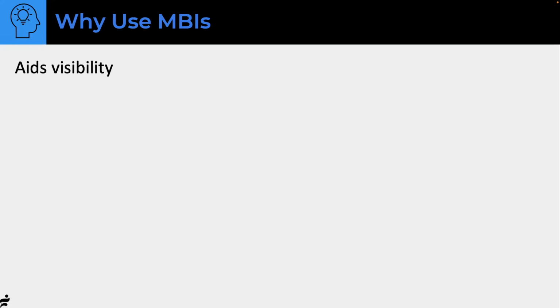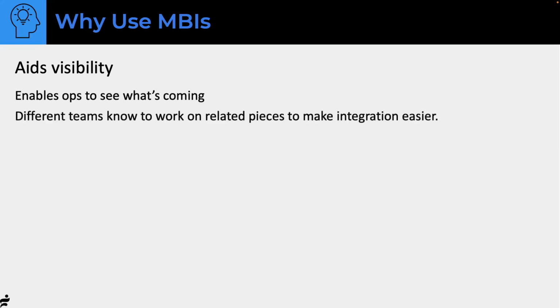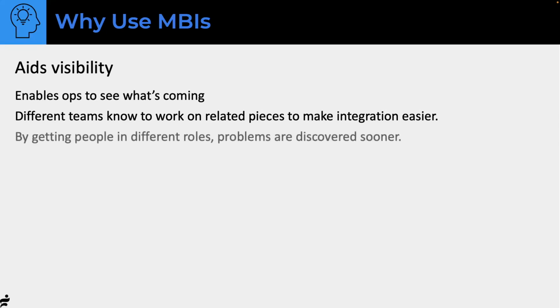Okay, they aid visibility because you basically track them. If you know where all your MBIs are, you at least know where people are working and what they're working on. Ops can see what's coming. Different teams know to work on related pieces at about the same time, which might make integration easier. This is especially true if you're working on sprints. Then if you're working on related features, do them at the same time, so at the end of the sprint, you can integrate. That'll speed things up. Getting people in different roles, problems are discovered sooner because you're coordinated around the MBI.